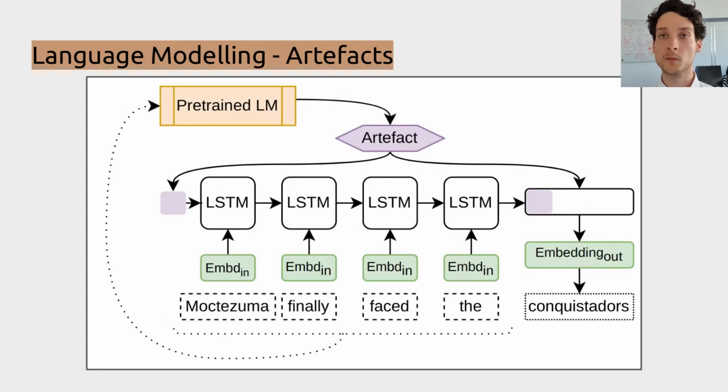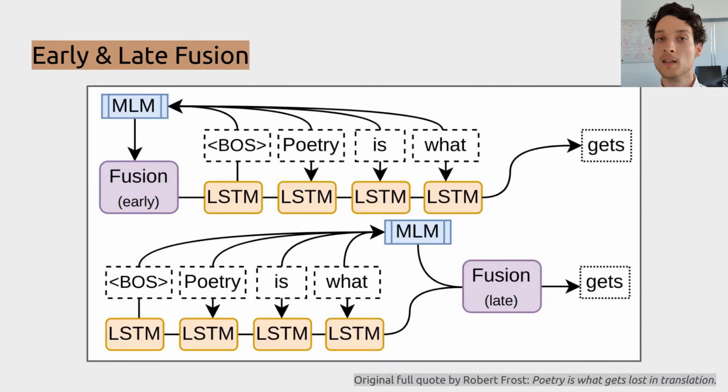This can, however, be improved by using something which we call artifacts. Those are objects that are either retrieved or computed by some other model, and then fused into the main model. Here we are using a pre-trained language model which is perhaps not autoregressive, so it cannot be used to predict the next word. However, we can compute this representation of the prefix "Moctezuma finally faced the", and then put this representation, the artifact, into our autoregressive language model. There are multiple ways in which the artifact can be fused into the model. For example, we may set the initial LSTM hidden state to this vector, or we may concatenate the final hidden LSTM vector with our artifact.